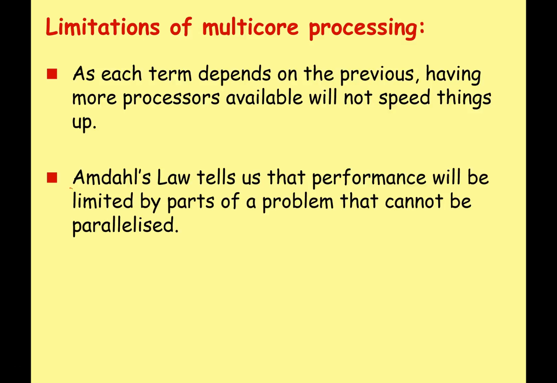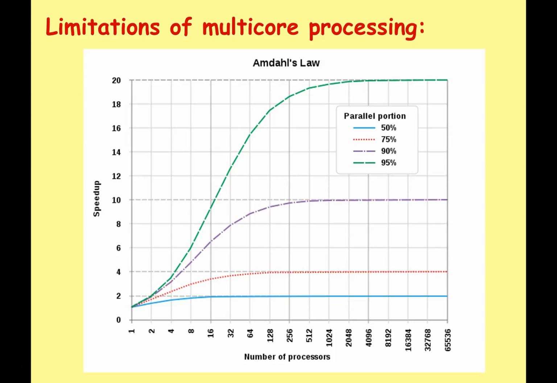This is what we know. This comes under what we think of as Amdahl's law, and this tells us that performance will be limited by parts of a problem that cannot be run in parallel. So Amdahl was a researcher, I think in the 1960s, who looked at basically how we can use multiple core systems, multiple CPU systems to speed up calculations of certain tasks.